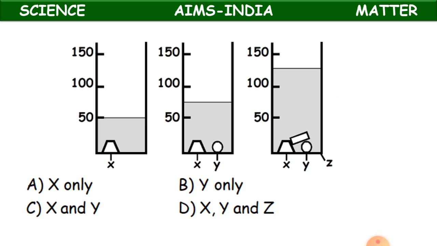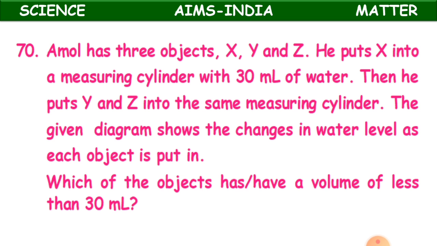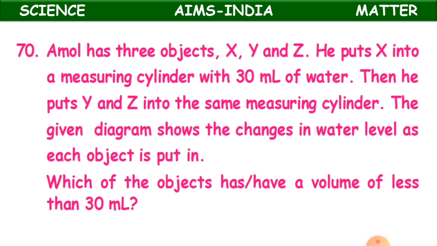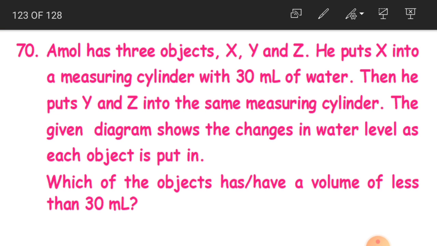See here, children, here you have got 3 containers with water or some liquid. What did he put? He put X into a measuring cylinder. So what that X is, we also have to identify. Then he also put the same thing in Y and Z. The given diagram shows the changes in water level as each object is put in. So which of the objects has or have a volume of less than 30 ml?